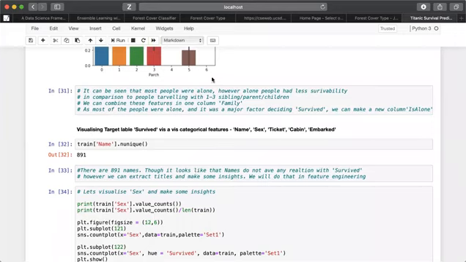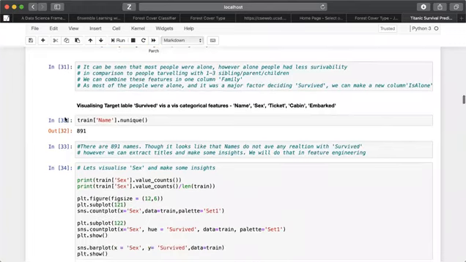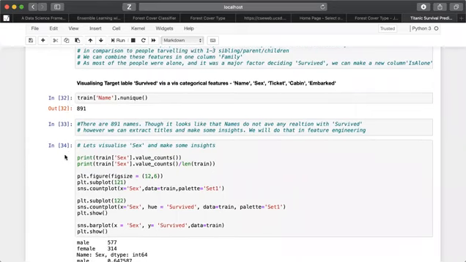So what we have seen after this visualization is that most people who were alone had less survivability, and we can combine these features in one column, family, and for alone we can make a new column, is alone. Thereafter, I have gone for the visualization for the categorical features, which are name, sex, ticket, cabin, and embark.